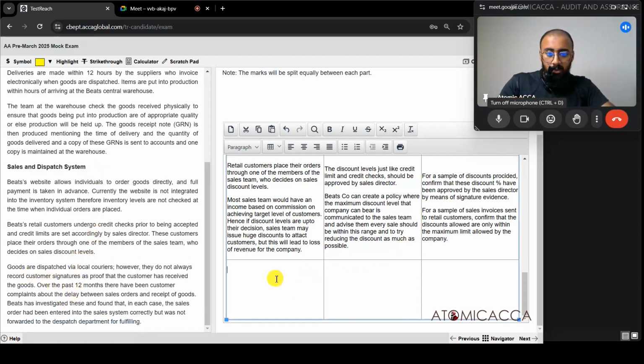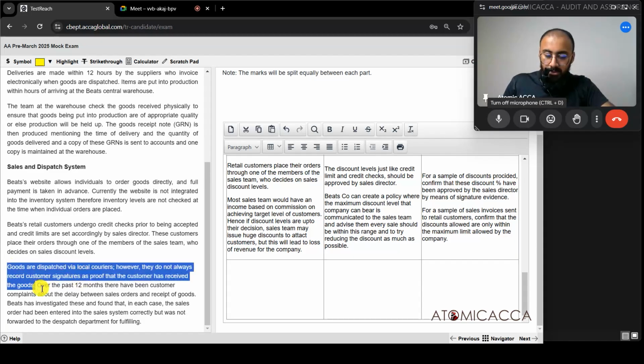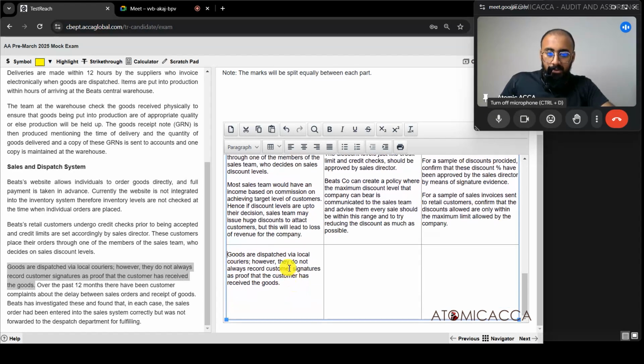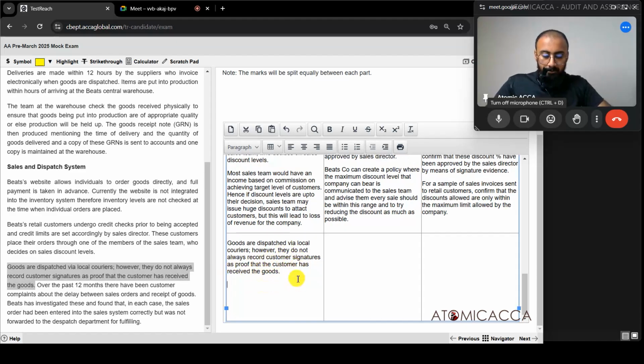Anyone we can write because only one more point is needed. So we'll just start with that signature thing. Goods are dispatched through local couriers, however, they do not always record customer signatures to prove that customer has received the goods.